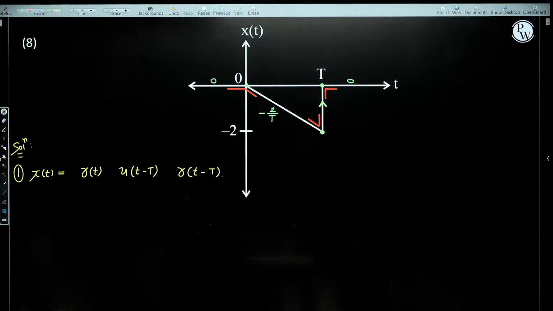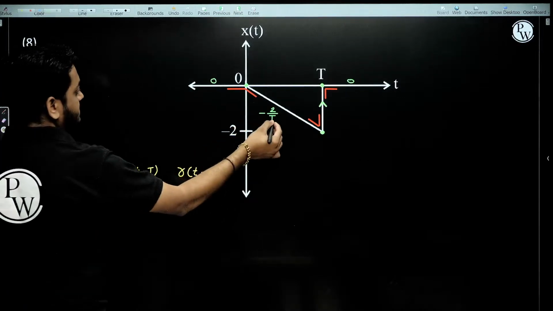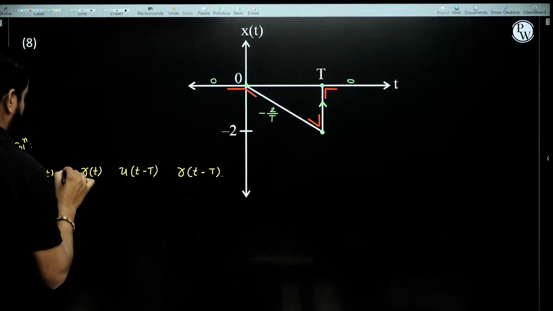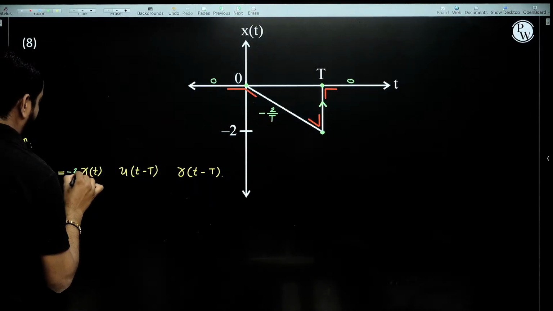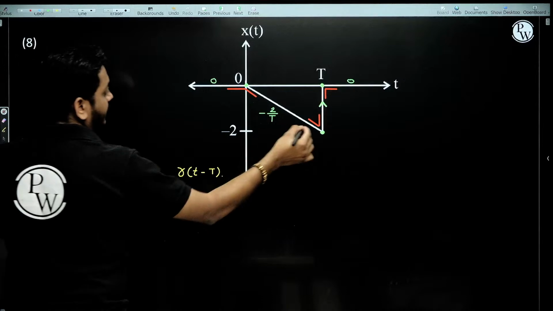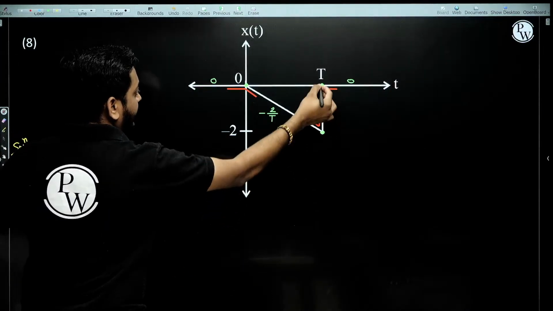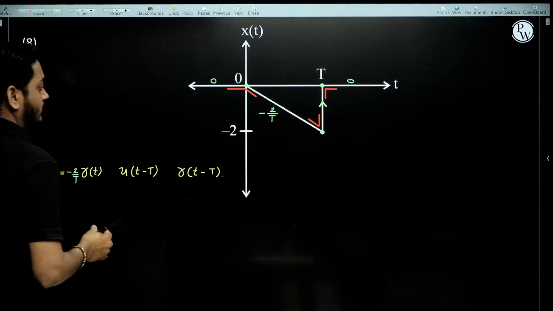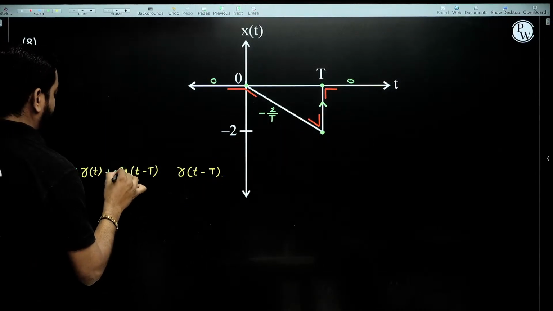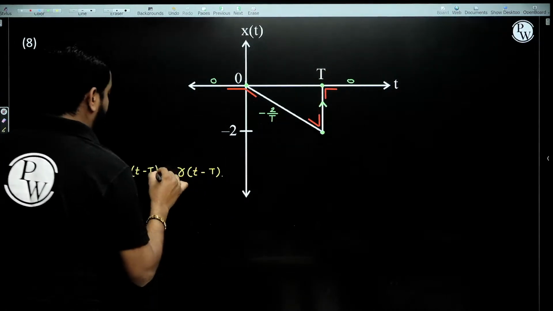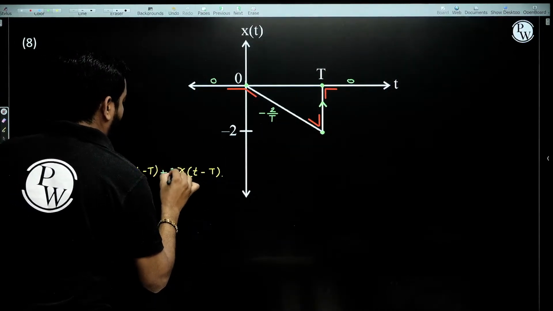Now next slope minus previous slope, so it is minus 2 by T. Here there is a sudden change in amplitude from minus 2 to 0. Next amplitude minus previous amplitude: 0 minus minus 2, so the change in amplitude is plus 2. Here next slope minus previous slope is plus 2 by T, guys.